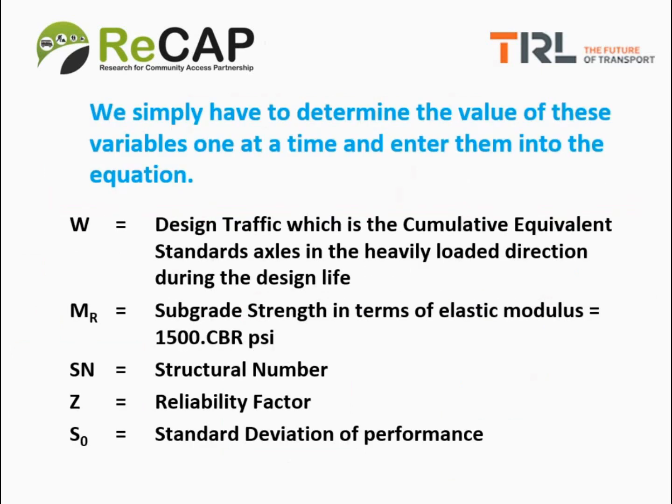Right, we simply have to determine the value of these variables one at a time and enter them into the equation. The design traffic is fairly standard. I think you'll all be aware of how to do that. We need to know the numbers of vehicles and we need to know their axle loads, and it's a fairly standard method in all pavement design methods. The subgrade strength in terms of its elastic moduli, as I say, it's 1,500 times the CBR in pounds per square inch. The structural number and the reliability factor and standard deviation, I'll explain those in a moment and give you some numbers to put into the equation.